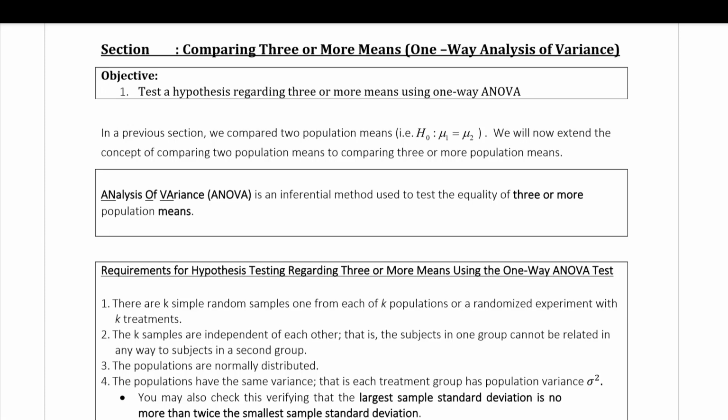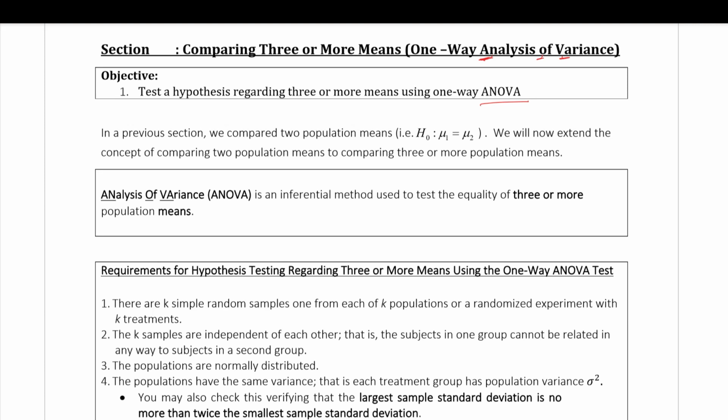In this section, we're going to talk about comparing three or more means. This is also known as one-way analysis of variance, or in short, ANOVA. Where does that word ANOVA come from? If you just underline the AN in analysis, the O in of, and the VA in variance, that's ANOVA.